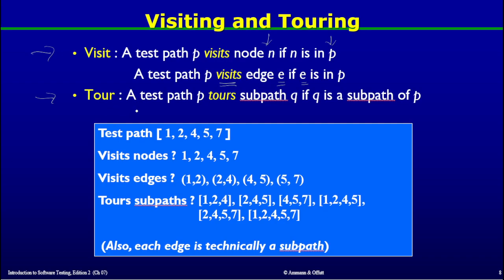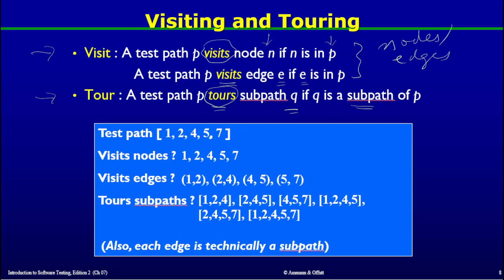And the next definition is of a tour. And what do we mean by a tour? A test path P tours subpath Q if Q is a subpath of P. So when we talked about nodes and edges, we use the term visit. And when we talk about subpaths, it means we are talking about paths which are of more than length 1. So in that case, we will use the term tour. So a visit will be about a node or an edge, and a tour will be about some subpath which generally has a length more than 1.